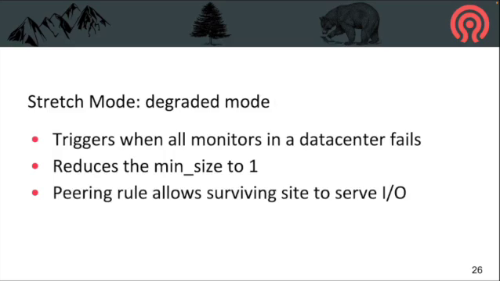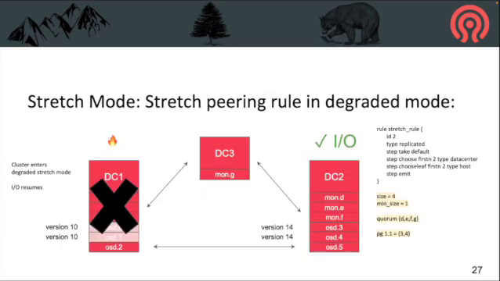And stretch mode has a special mode as well called degraded mode. It triggers when all monitors in a data center fail, and it reduces min size to 1. I know this might not be the best thing, but I think IBM back then had a business requirement to satisfy this. And the peering rule allows the surviving site to serve IO. So DC2 can now serve IO, which is great, but it's still in degraded mode.